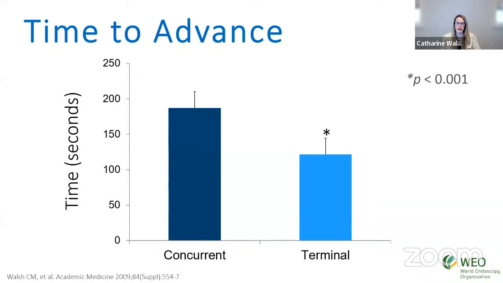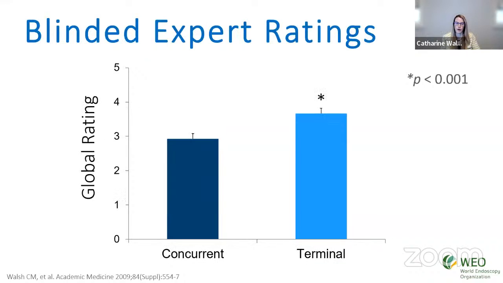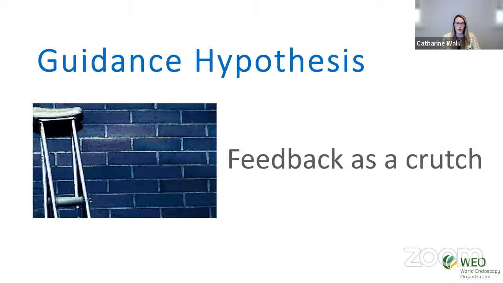And this graph depicts time to advance. A quicker time is considered to be more optimal. Those in the terminal feedback group had a quicker time to perform the task. Also, based on the blinded expert ratings, they had a more superior performance. So it seems like the terminal feedback group, as opposed to getting constant feedback, was better for learning. So why might this be?